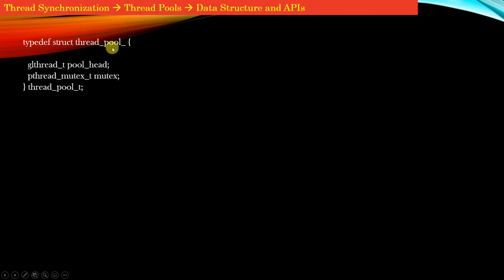So in this data structure, the first member is the head of the doubly linked list, and this doubly linked list is going to hold the threads which are blocked or waiting in the thread pool. The second member is the mutex. We need a mutex to perform addition or removal of a thread from this thread pool in a mutually exclusive way.